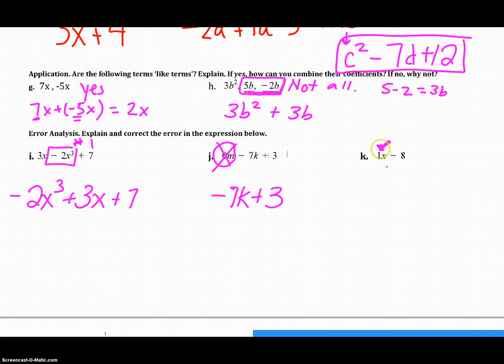And in this one, what is the error? It's not a really big error. It's like they're just learning. It's okay. But we want to get through that 1x is not simplified yet. It's going to be x minus 8 for my final answer.